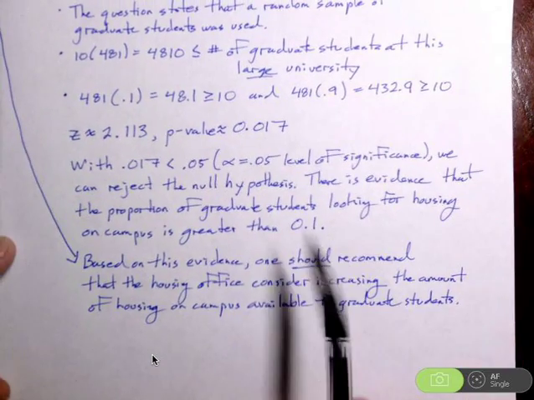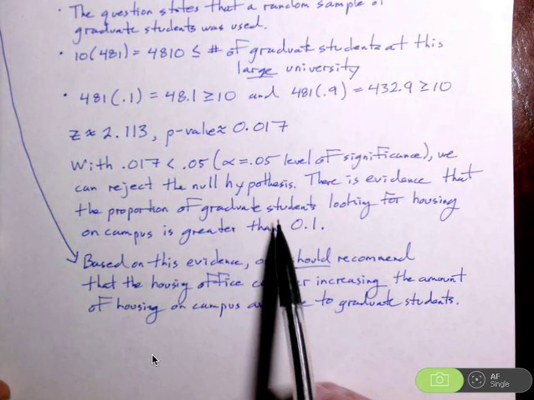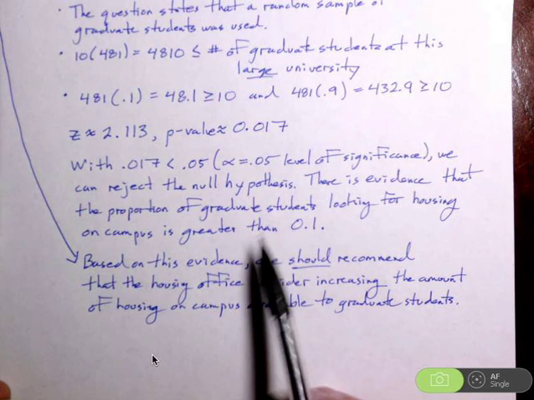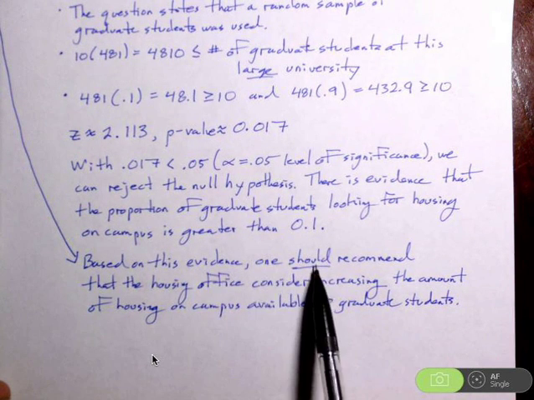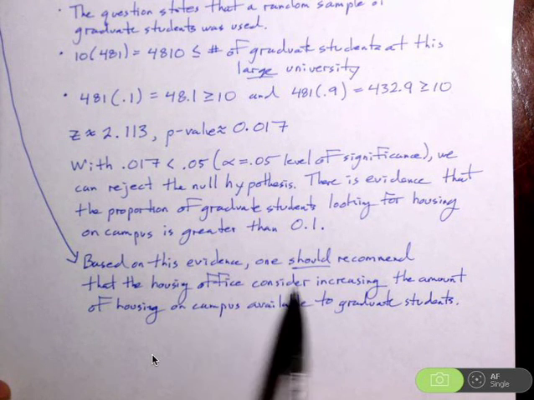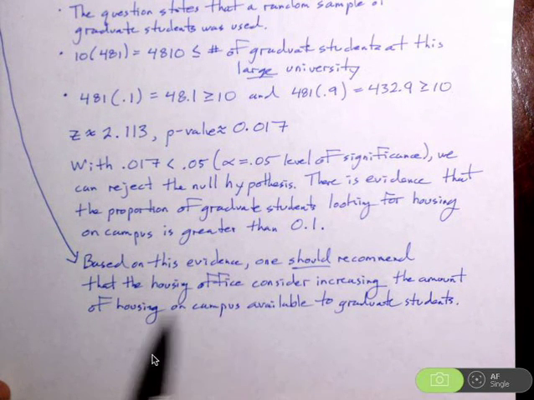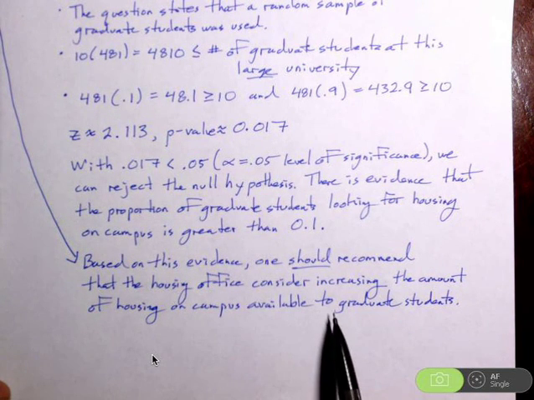We have evidence that more than 10% of graduate students are looking for on-campus housing, so we should make our recommendation. Based on this evidence, one should recommend that the housing office consider increasing the amount of housing on campus available to graduate students.